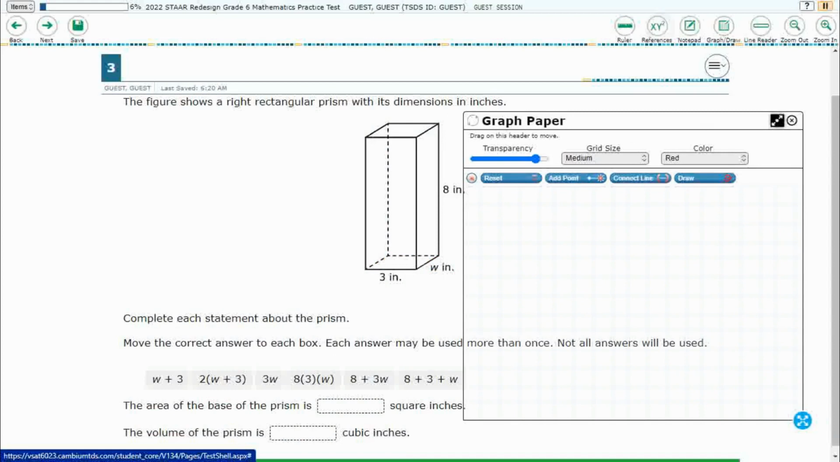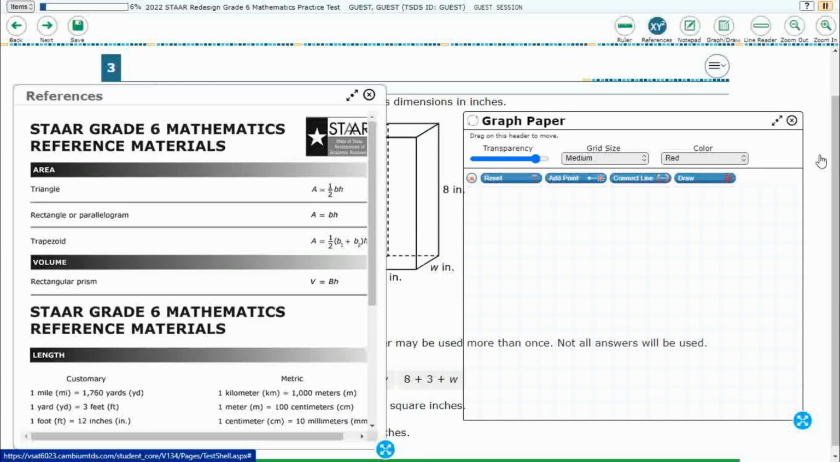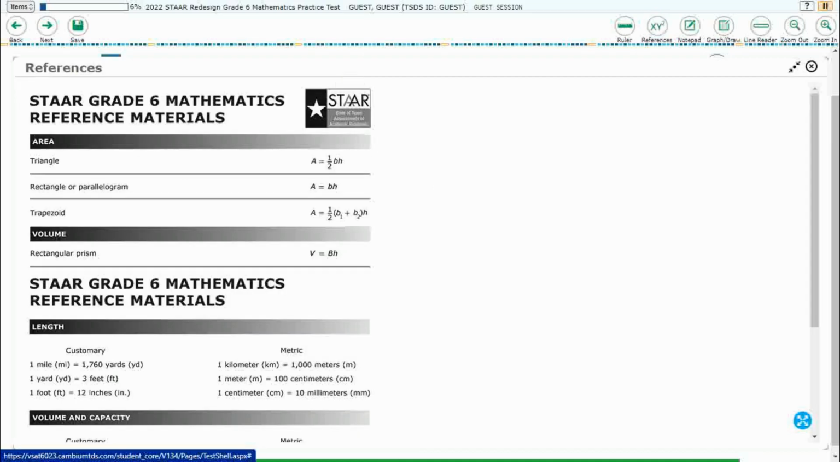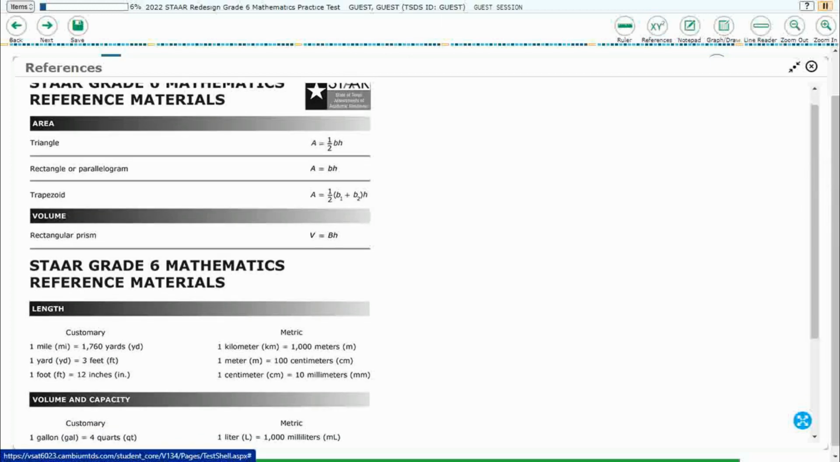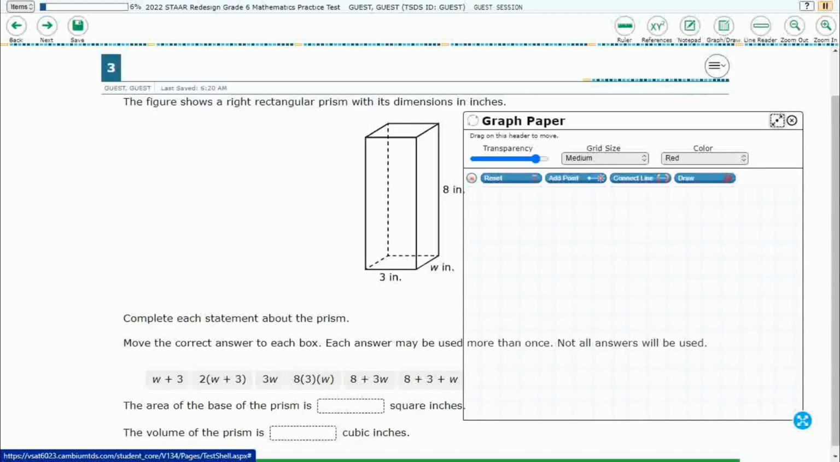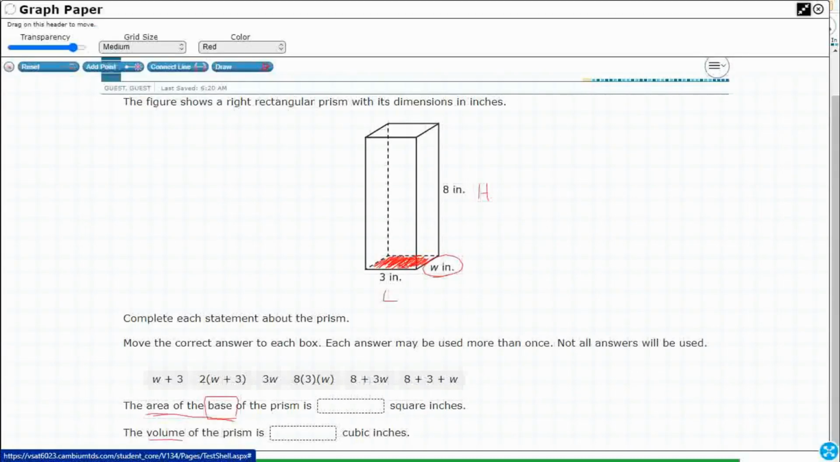I'm going to shrink that down, go to our references right here. So you have access to these references. Let's expand that out. And if you've taken the STAAR test on paper before, this was usually at the beginning of the STAAR test. Now it's something that you can reference on your side here. But look at this area. The second one under area says area of a rectangle or parallelogram equals base times height. So at the bottom of that rectangular prism is a rectangle. So we're going to use the base times height. So we need to convert this into base times height.